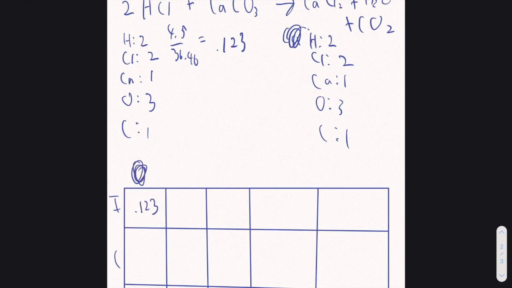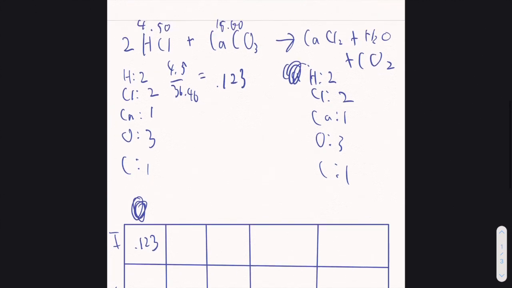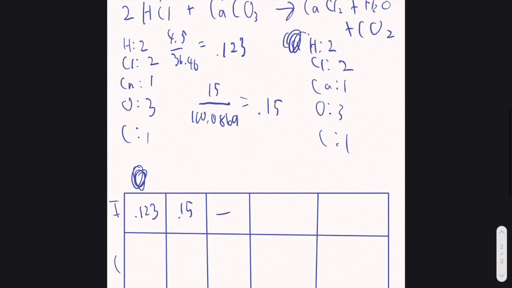This category is HCl. And now for the CaCO3, 15 divided by the molar mass, which I also have written somewhere here, kind of messy. 100.0869. That's going to equal 0.15 rounded. 0.15 moles. Okay, so for the reactant side, we can just put dashes here.